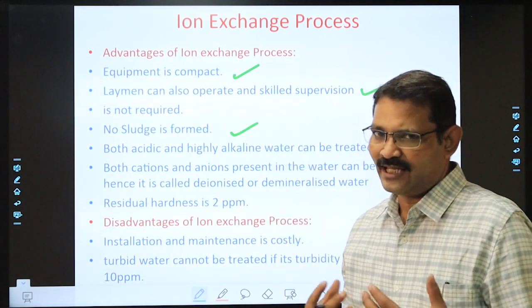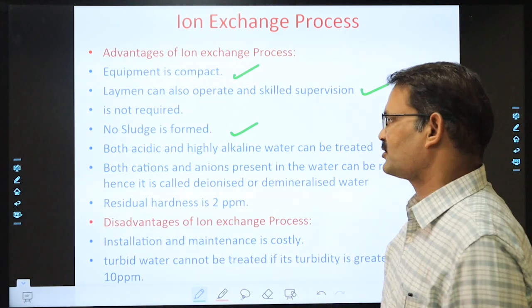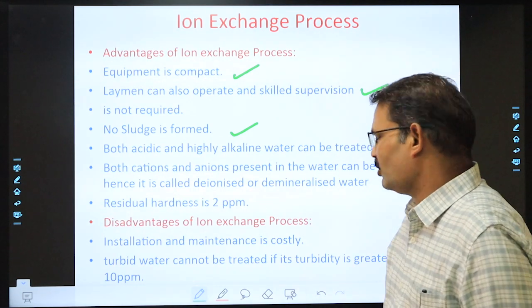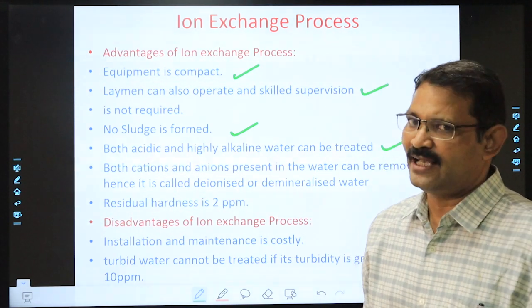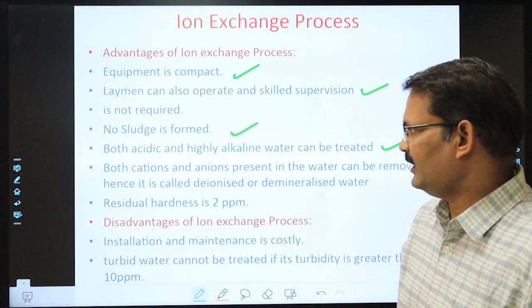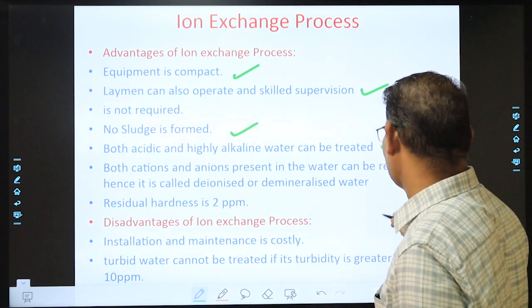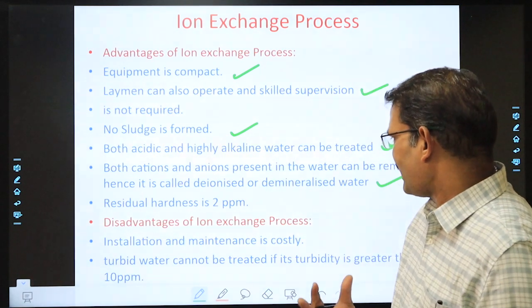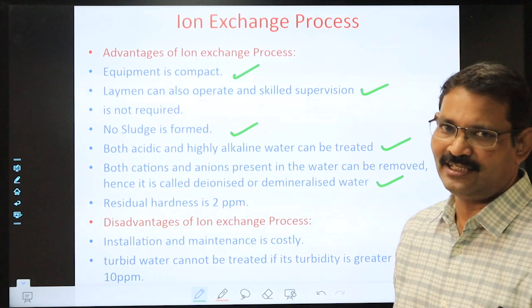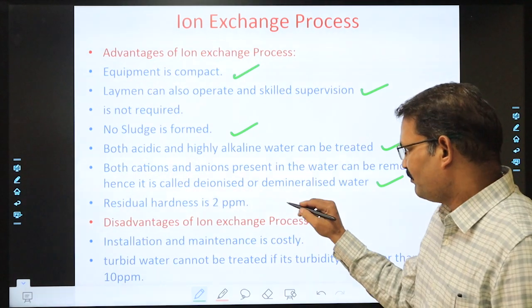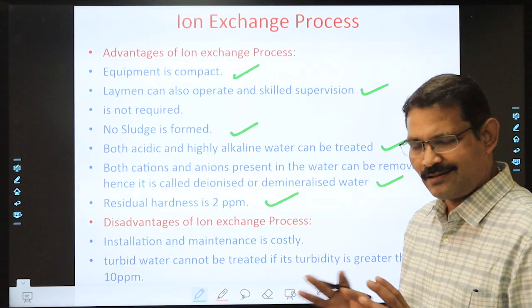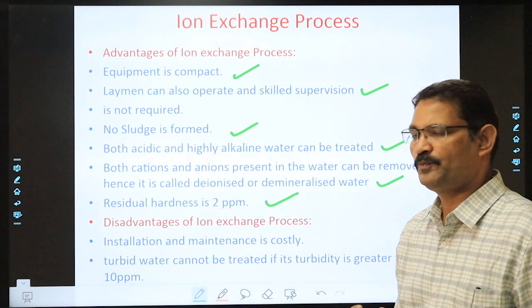No sludge will be formed. As far as the lime soda process is concerned, more sludge is formed, but here no sludge will be formed. Acidic and highly alkaline water can also be treated, but as far as the zeolite process is concerned, we cannot treat acidic water or highly alkaline water, but we can with this process. Both cations and anions present in the water can be removed, hence it is called deionized or demineralized water. But the residual hardness, the hardness still left in this water, is 2 ppm.